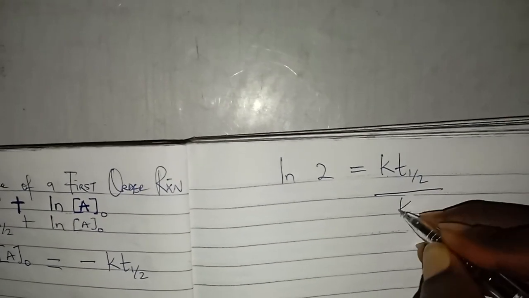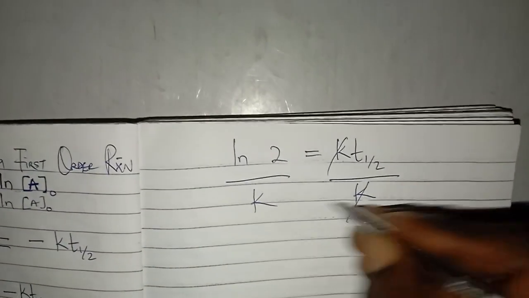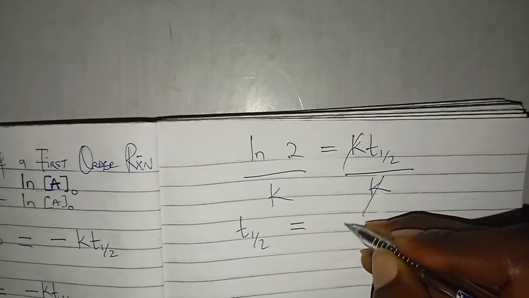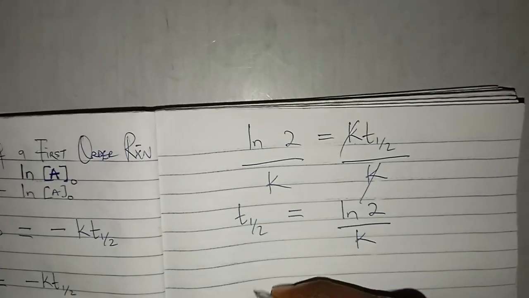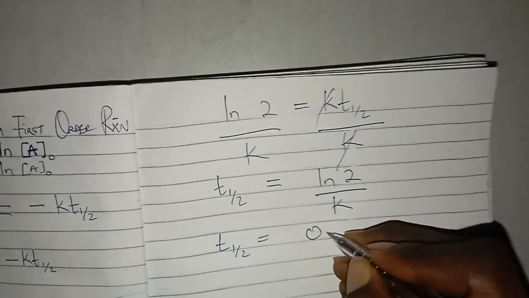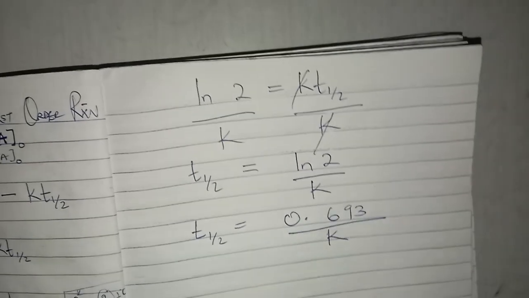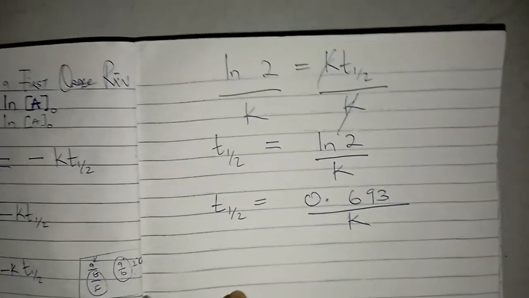So I can divide both sides by k. K will cancel k, so that I have t half, the half-life, equals ln 2 over k. And this ln 2, you see it sometimes in textbooks, they write it as 0.693 all over k. So even when we start doing radioactivity, we'll be making use of things like this. So this is how you get it.